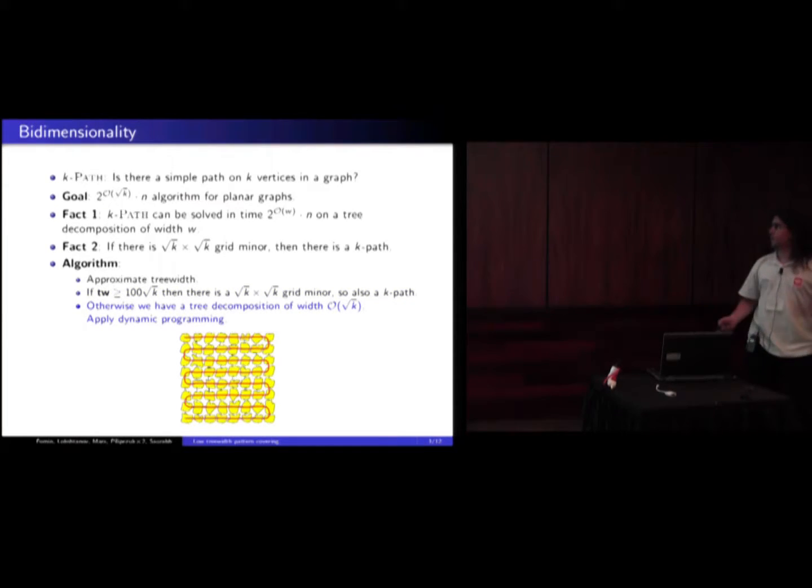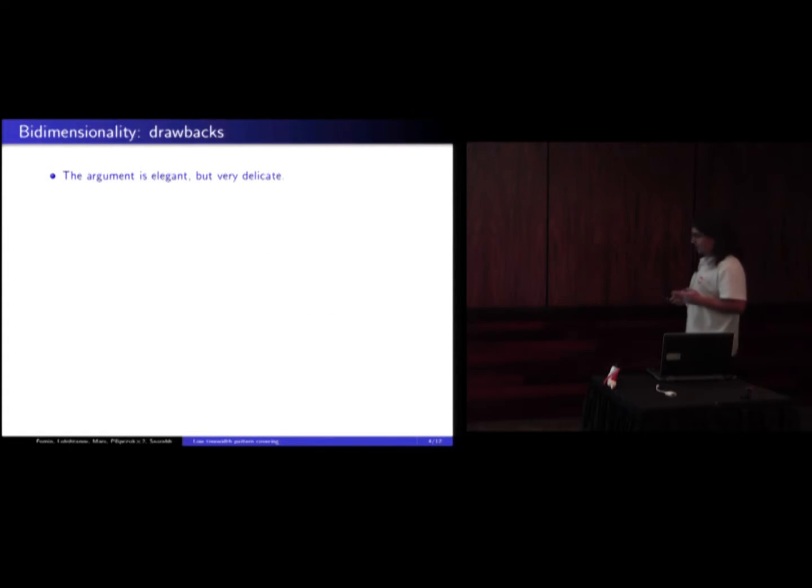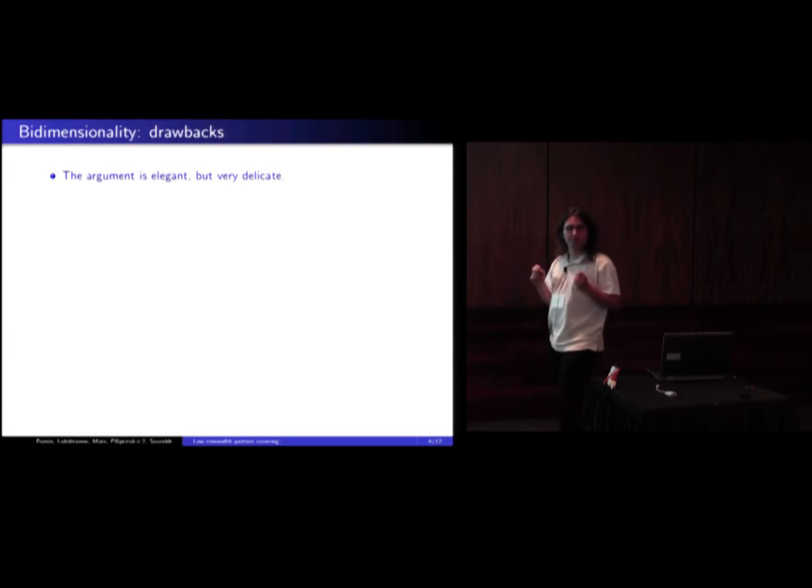Otherwise, I have in my hand a tree decomposition of the graph of width roughly square root k. So I can apply my dynamic programming on bounded width tree decomposition to solve my problem in this running time. Right? So this was a very elegant win-win approach. Yes? And it solved the problem really quickly.